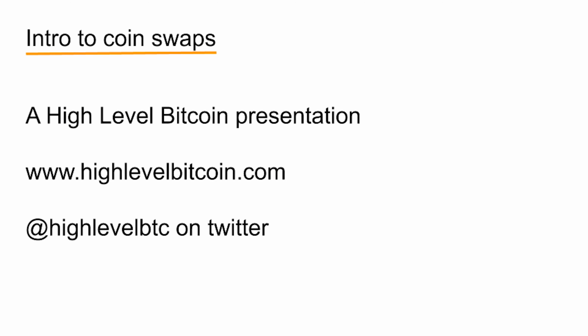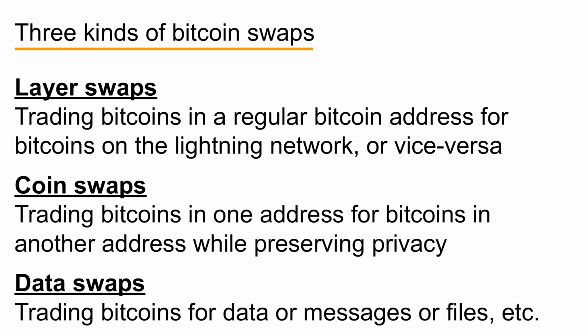There are three major kinds of swaps in Bitcoin: layer swaps, coin swaps, and data swaps. In a layer swap, you trade Bitcoins in a regular Bitcoin address for Bitcoins on the Lightning Network, or vice versa. In a coin swap, you trade Bitcoins in one address for Bitcoins in another address, without revealing the whole transaction on the blockchain. Coin swaps are the focus of Bitcoin privacy software. Data swaps trade Bitcoins for data, including messages, files, contract assurances, and other digital assets.